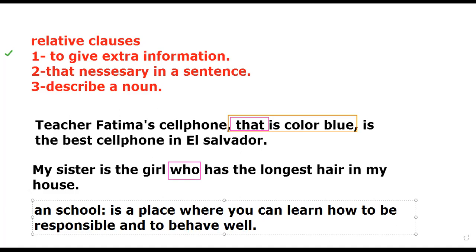What is a cell phone? A cell phone is an object that is used to communicate to other people. What is a book? A book is an object that is used for studying or to discover new words. What is a desk? A desk is an object that is used to write in a notebook. Example, right? Okay, so where is the relative pronoun?